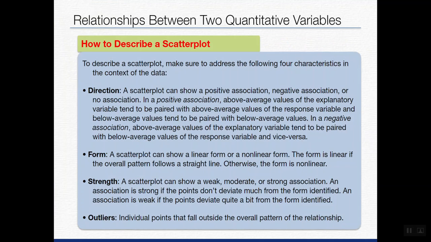So if you said it was a linear form, a strong association would be pretty close to a straight line. A moderate association, the points would be a little more spread out, and a weak association, they would be pretty spread out, not a definitive line. Same thing holds true for nonlinear scatter plots. And then, of course, look for outliers. Those are points that deviate from the pattern.